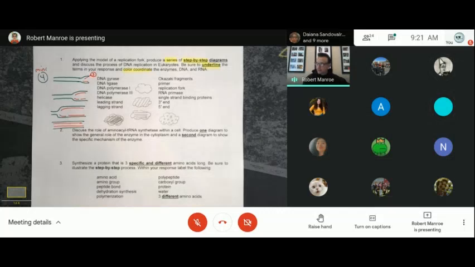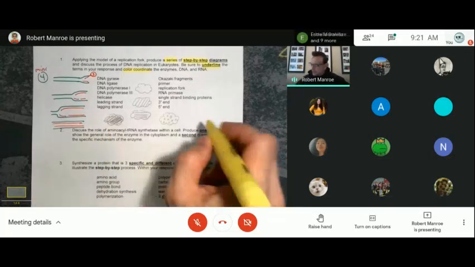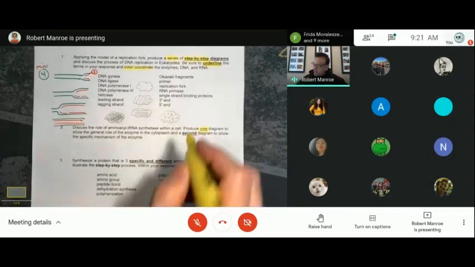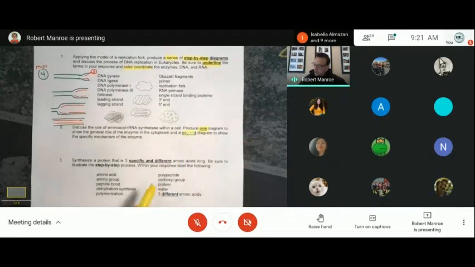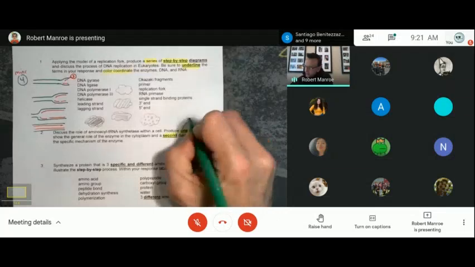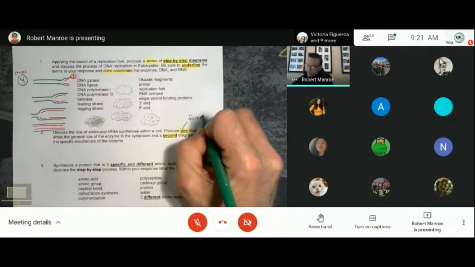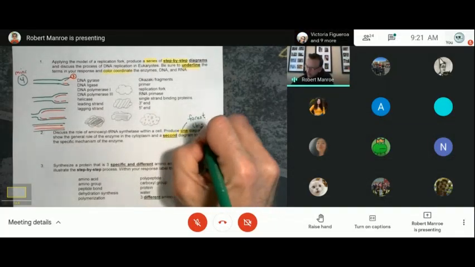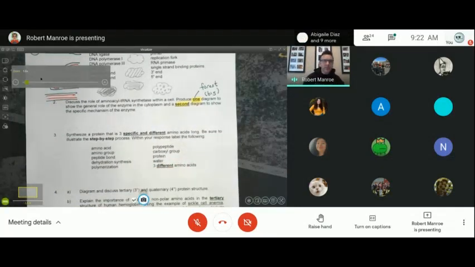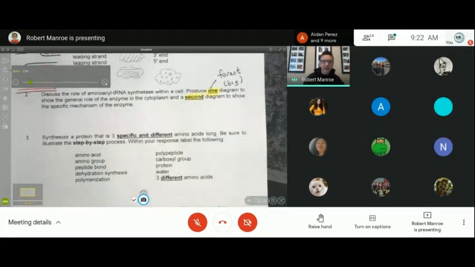All right. Then for number 2, we're going to talk about good old AATS, right? I need one diagram that shows the general role of the enzyme, and then a second diagram that shows me the specific mechanism. I want you to step back and give me this diagram is the forest, right? This is the big idea. I want you to be comfortable with how this enzyme functions on the grand scale.